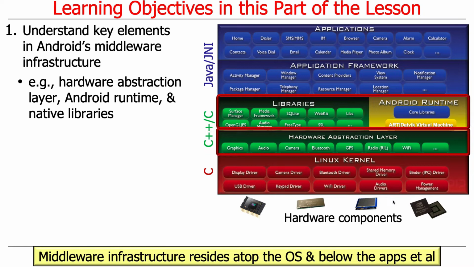And actually, the color coding here tells you a bit about the language. If you see something that's red, that probably means it's C. If you see something that's green, that probably means it's C++, or maybe C, but more likely C++. If you see something that is blue, that means it's in Java, or the Java native interface. And then the yellow stuff is a little different. That's primarily C, but it's not part of the operating system kernel.